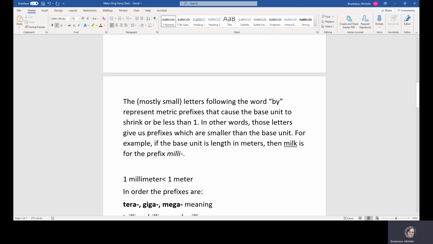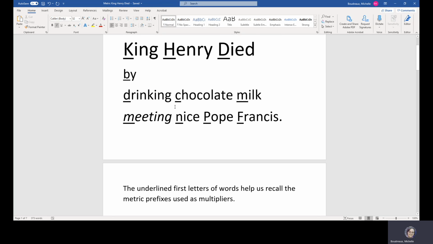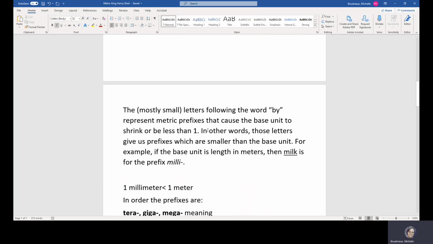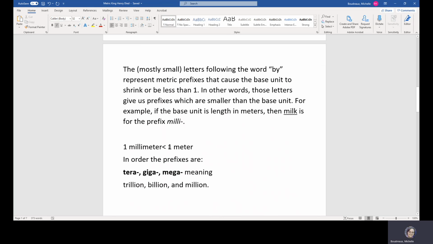Okay, well, what about the ones that are after? Well, those are mostly lowercase letters. And the ones that follow the word by represent prefixes that cause the base unit to be less than 1 or to shrink. Let me scroll back up there. So we're talking about the words drinking, chocolate, milk, meeting, nice, Pope, Francis. So this D, C, M, M, N, P, F, those are all prefixes that make the base unit smaller. So for example, a meter compared to a millimeter.